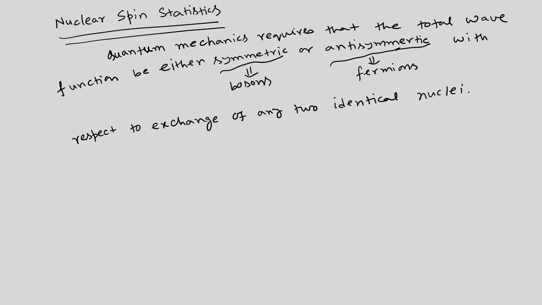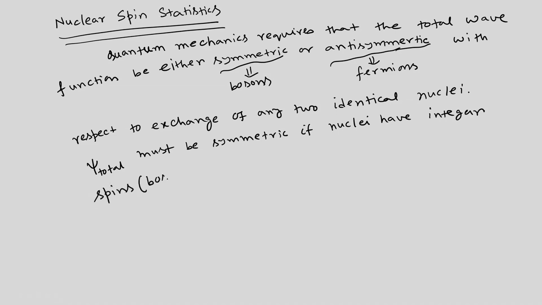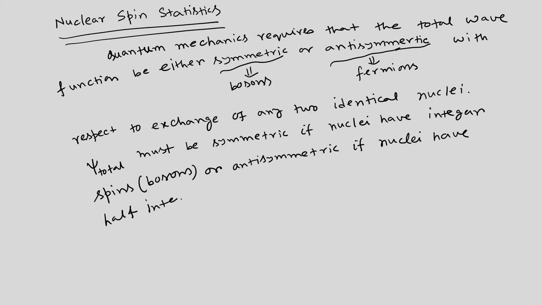So, if we say the total wave function is psi total, psi total must be symmetric if nuclei have integer spins, or for bosons, or antisymmetric if nuclei have half integer spins, and for fermions.